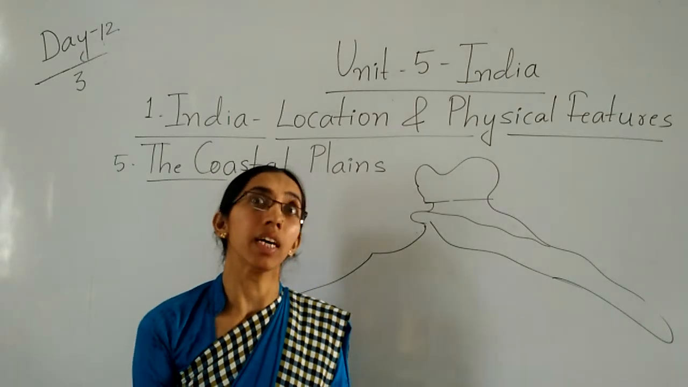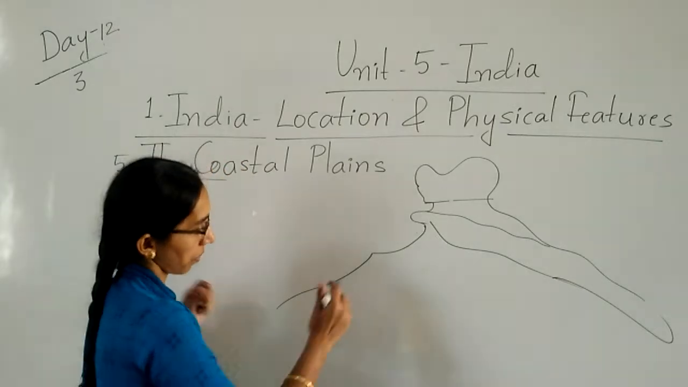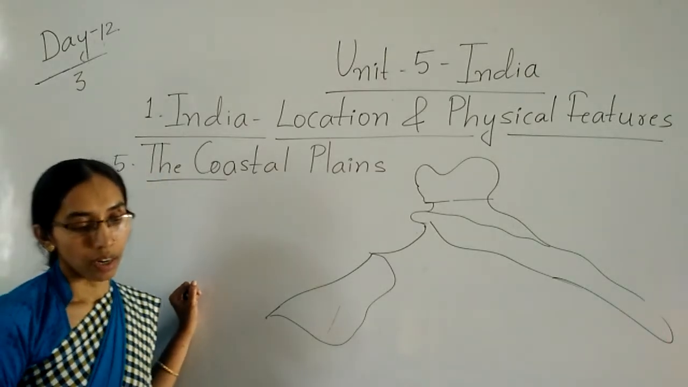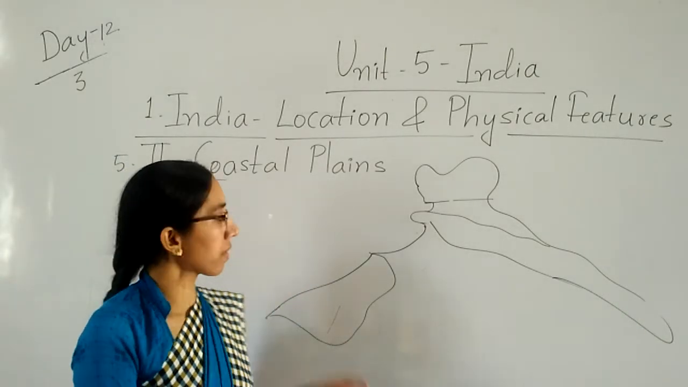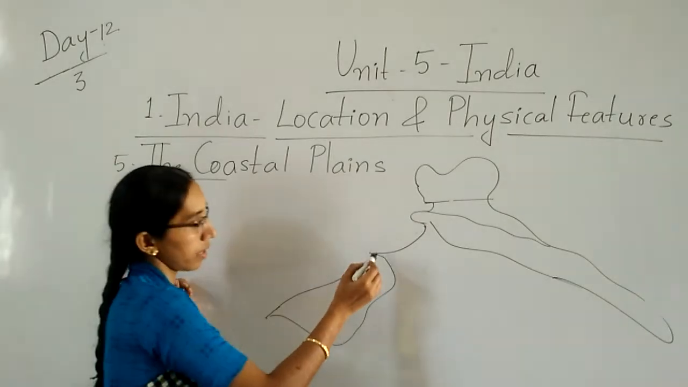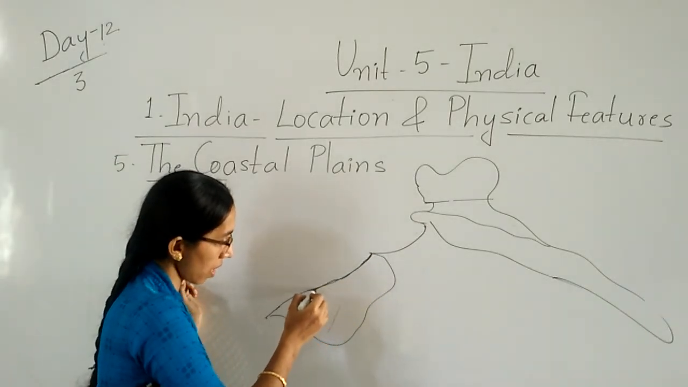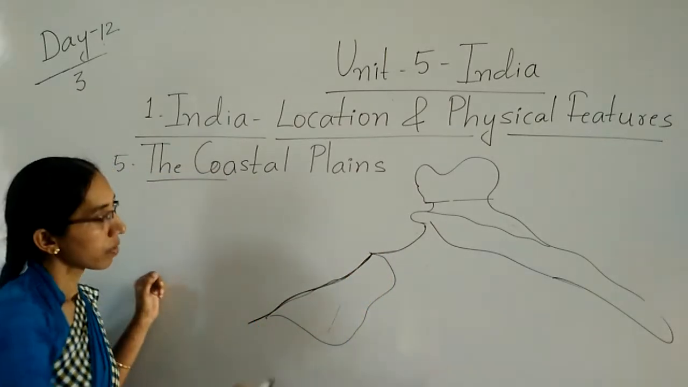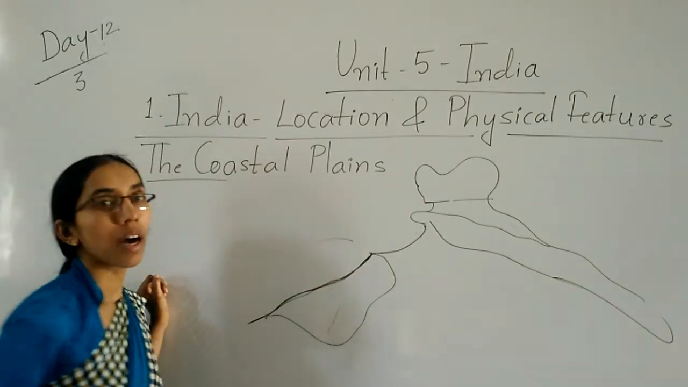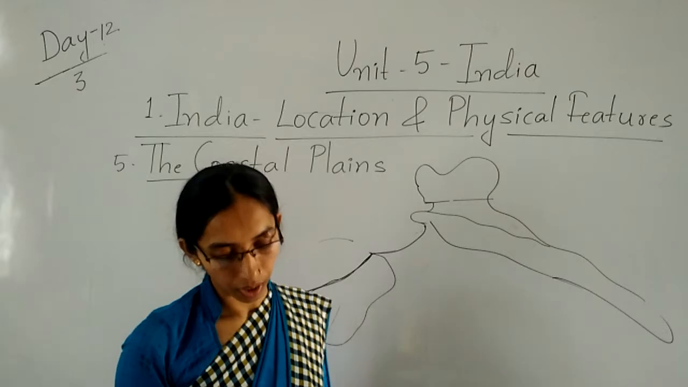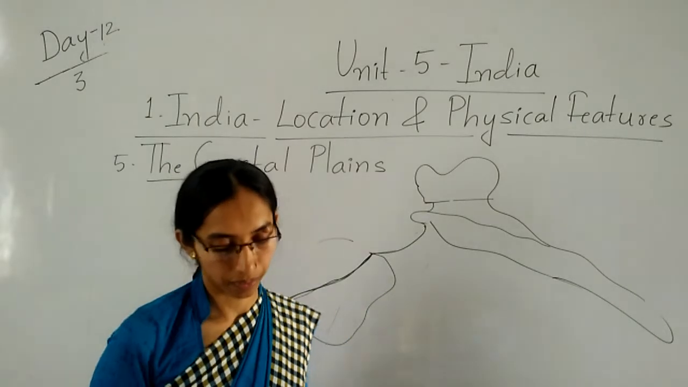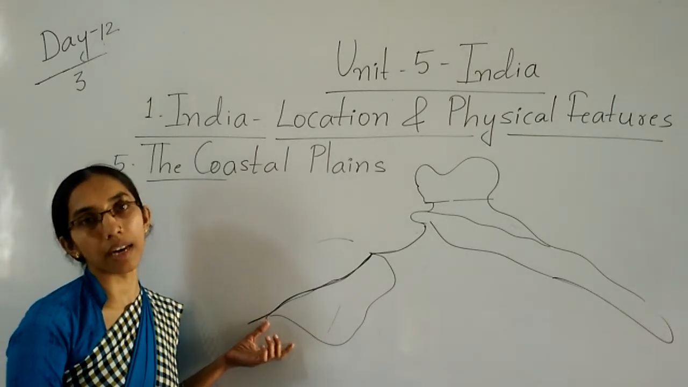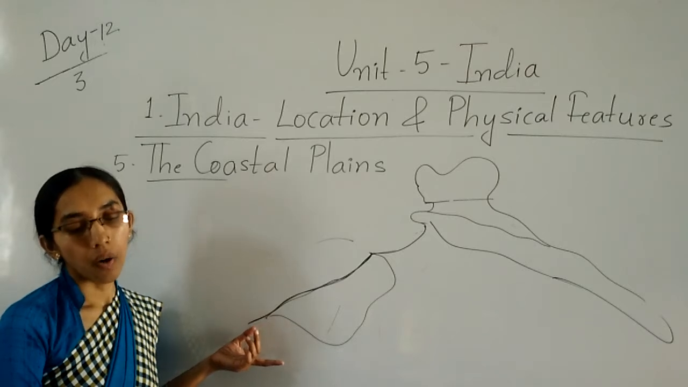The next one, the third one, is the Thar Desert. We can see the Thar Desert in Rajasthan. It extends across the western border. Children, this part is called the Thar Desert, and the Thar is the world's seventh largest desert.